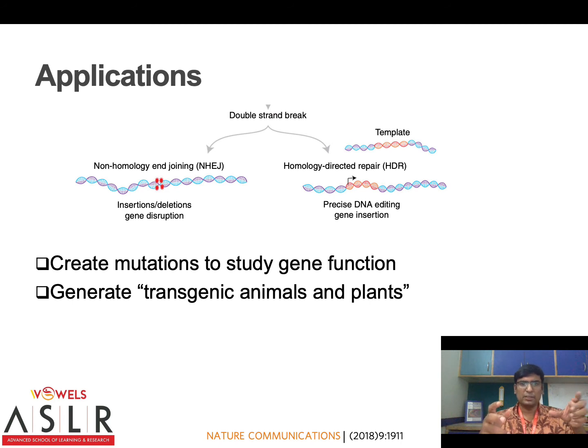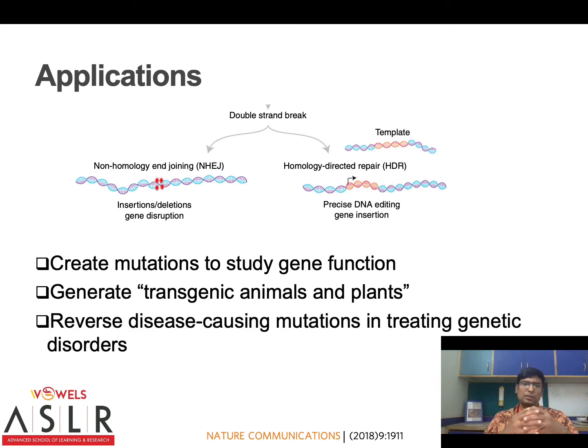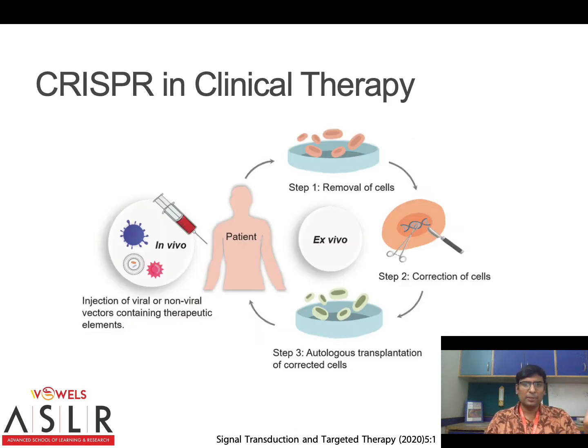Another possibility is, as I mentioned in the repair template, if we provide a transgene, we can make a transgenic animal or a plant. And the third and the most important application is that we can reverse a pre-existing mutation and correct it, and thereby we can treat genetic disorders. I'm going to explain that in detail.